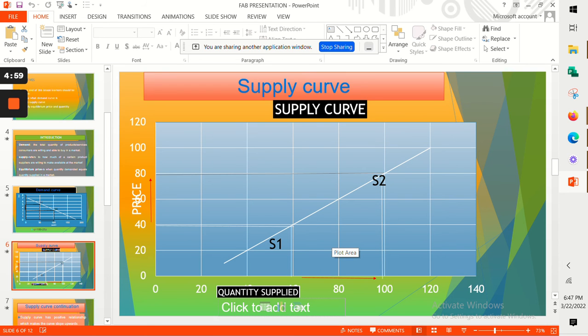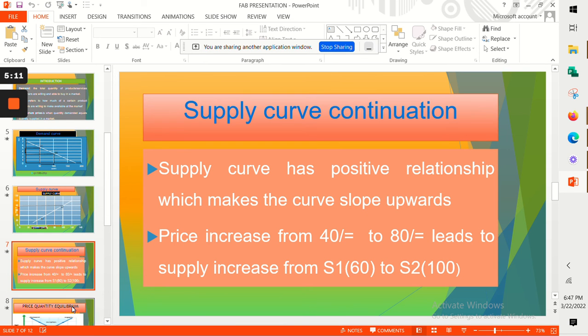And in this case, we see the supply curve has a positive relationship with the price, and for the demand curve, we say that it has a negative relationship between the demand and the price. And that is the summary explained in our next slide, where we say the supply curve has a positive relationship, which makes the curve slope upward.